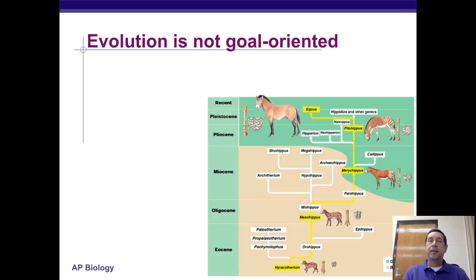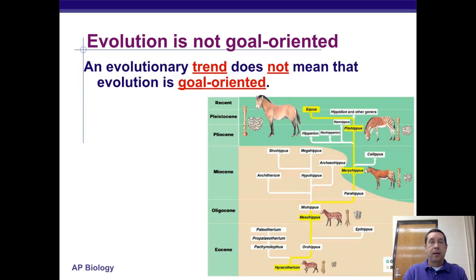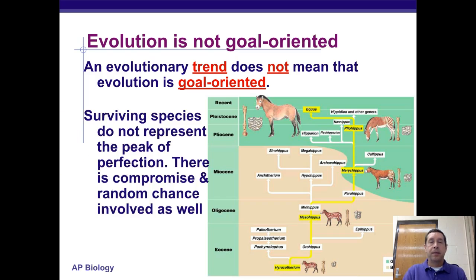So one of the misconceptions about evolution is that it's goal-oriented, that it's driven towards the perfect fit for that environment. And remember, the basis of evolution is mutation, which is random. So you can't have random mutation be goal-oriented. So an evolutionary trend does not mean that evolution is goal-oriented. It means that in a fairly stable environment, species are going to become more and more adapted to that environment. But there is still random chance involved.